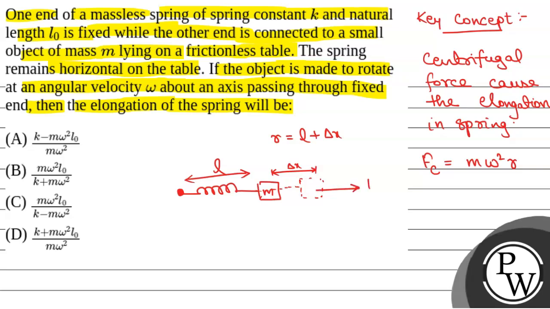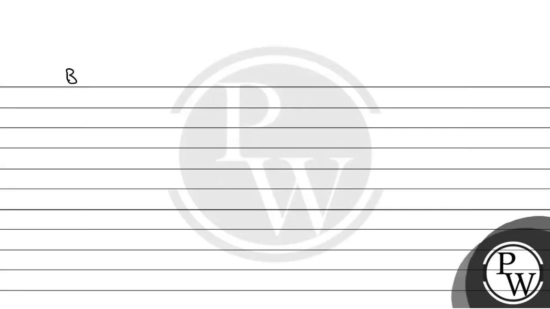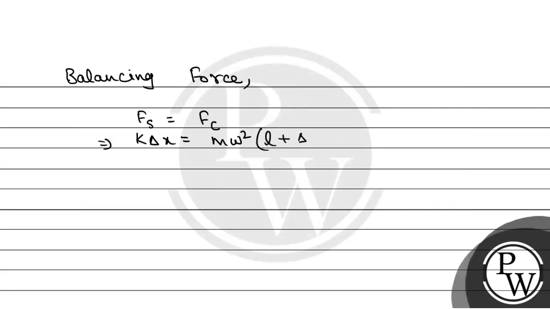Now, on this object, centrifugal force will act radially outward, and spring force will act in the inward direction. So the spring force, Fs, will be equal to k delta x, where k is the spring constant and delta x is the elongation in the spring. Balancing the forces, the spring force is equal to the centrifugal force, or k delta x is equal to m omega square (L plus delta x).